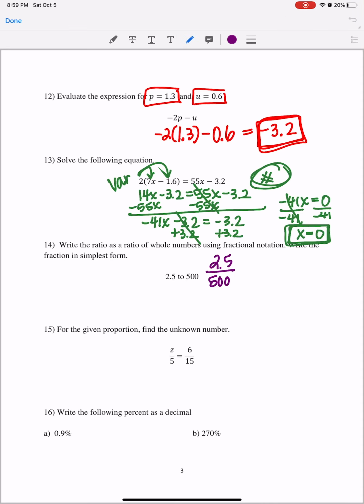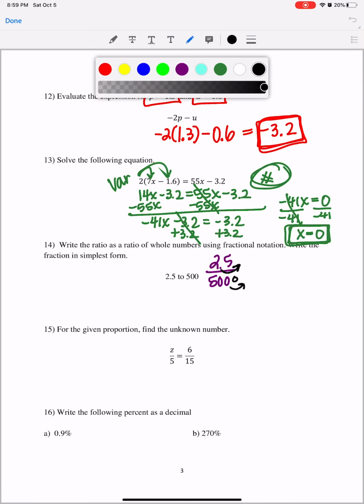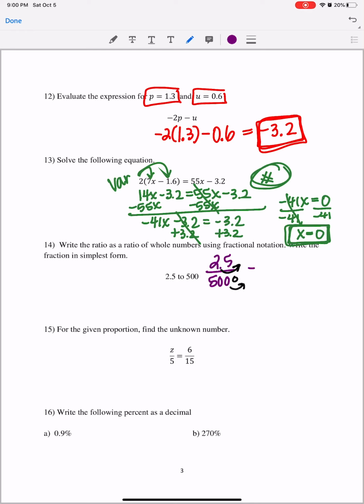So the only fraction I have is that 2.5. To make it into a whole number, move it one time to the right. If I move the top one to the right, I need to move the bottom one also one time to the right, and we'll put a placeholder down there. So now I have 25 over 5,000, and now reduce.